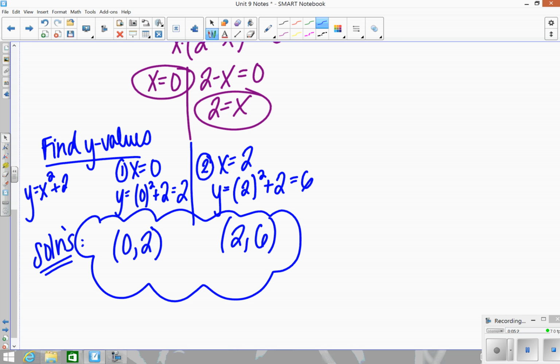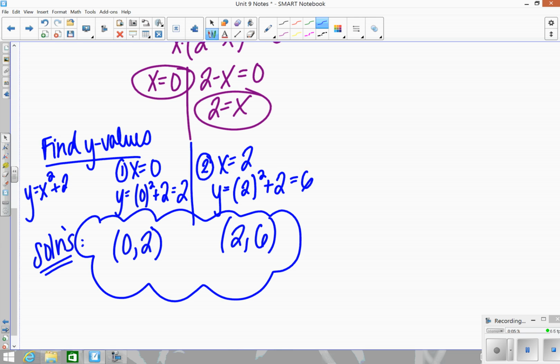When I plug in 0, the y value is going to change. So when I plug in 0, the y value I get out is 2. When I plug in 2, the y value I get out is 6. So the solution is the coordinates, or ordered pairs, (0, 2) and (2, 6).